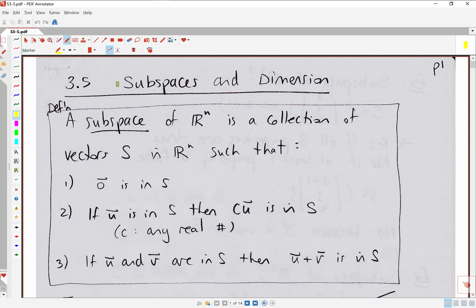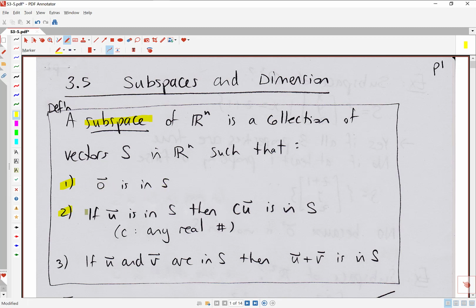In this video, we're going to take a look at subspaces and dimension. So first thing we can do is define what a subspace is. We'll say that a subspace of Rn is a collection of vectors, let's call it S. So it's just a set of vectors S in Rn such that three properties are true. First property is that the zero vector should be in the set S.